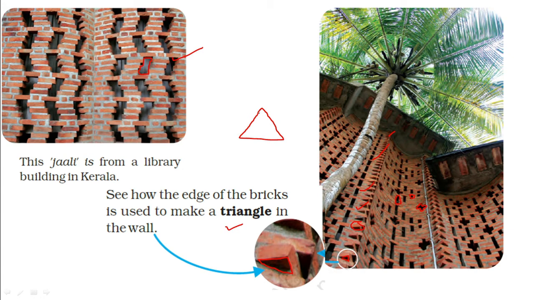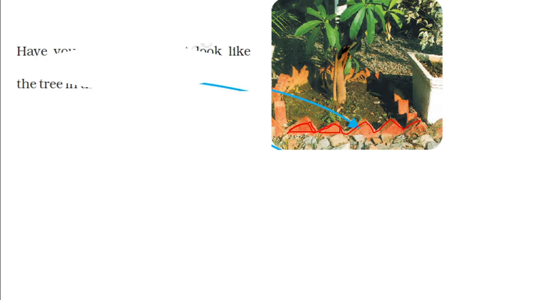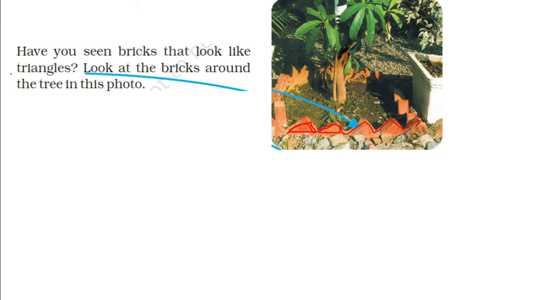What is a triangle? A triangle has three sides and three angles. All sides can be equal or unequal. Three angles can be equal or unequal. So now look at this. You must have seen this kind of pattern made near the plants. They have made it like triangle, triangle. Triangle with the bricks.